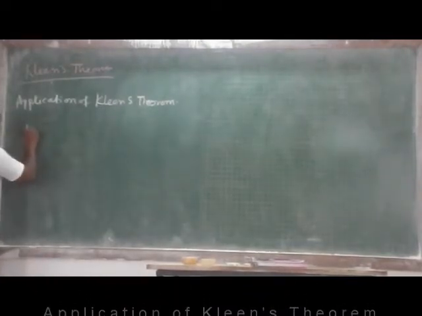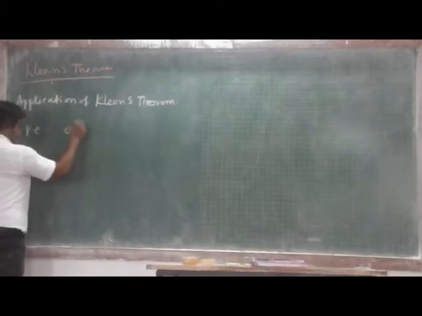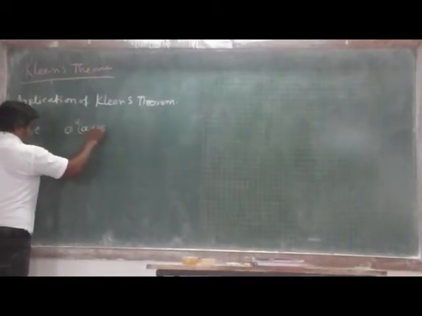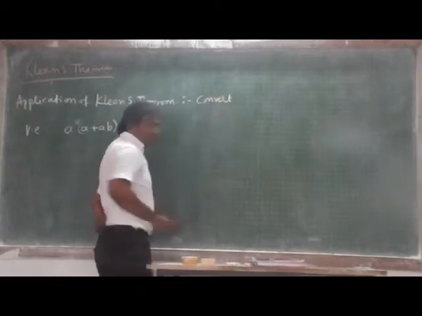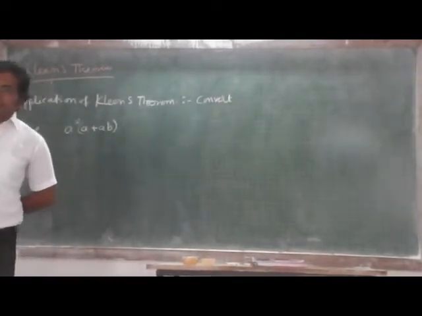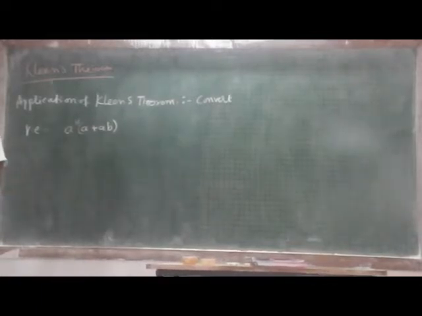Suppose the regular expression is A star A plus AB. This is a regular expression. This particular Kleene's theorem helps you to convert. What was the statement of Kleene's theorem? Anybody remember what Kleene's theorem is? Anybody can repeat it? Please look at the statement of Kleene's theorem, for which we have done the proof.